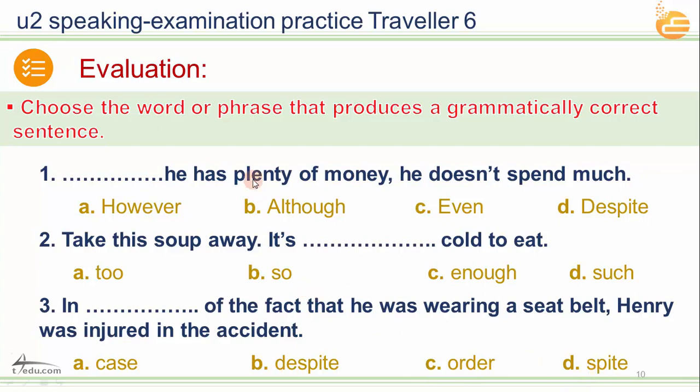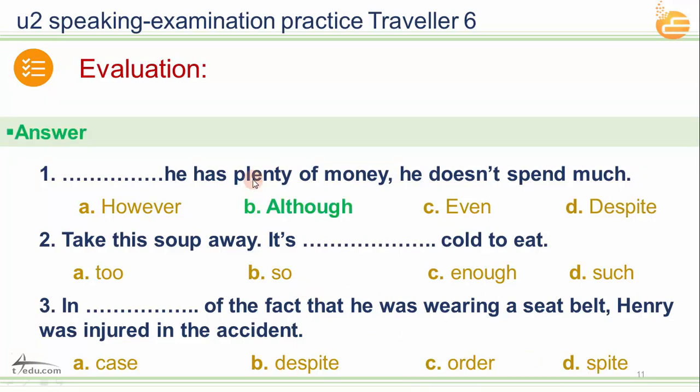So for number one, although he has plenty of money, he doesn't spend much. He has too much money, but he spends what it takes. Two, take this soup away. It is too cold to eat. You can't eat it because it's too cold. This soup could be warm most of the time. So, in spite of the fact that he was wearing a seatbelt, Henry was injured in an accident.